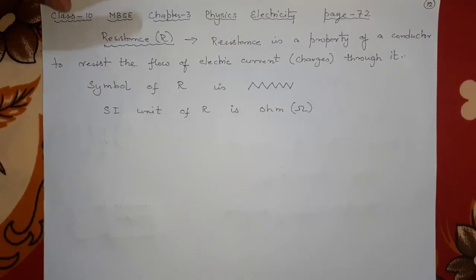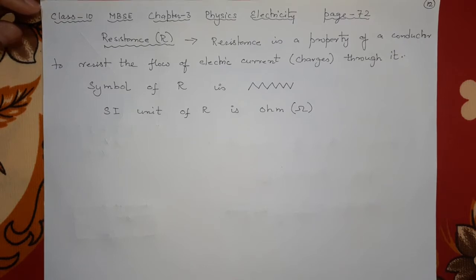This is class 10 MBSc chapter 3, physics. The name of the chapter is electricity. On page number 72 of your MBSc textbook, you can see the topic is resistance.